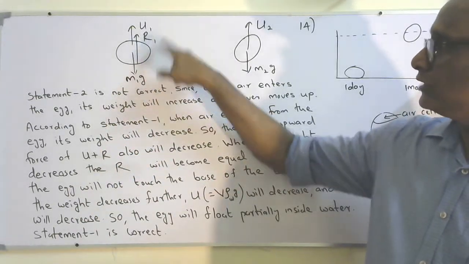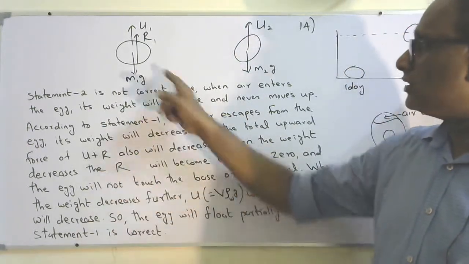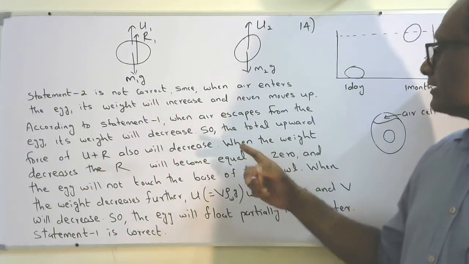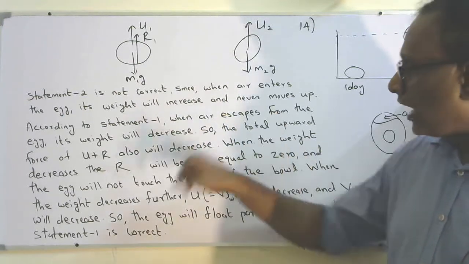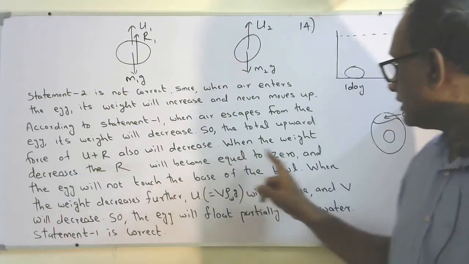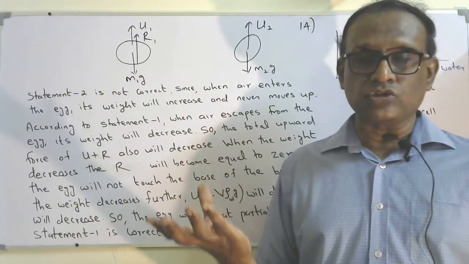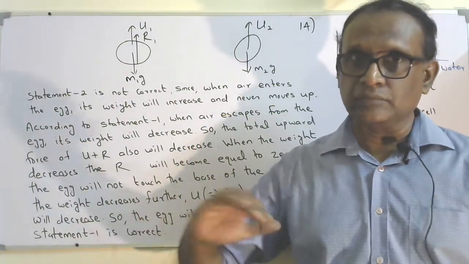I can say U plus R. You can draw a small diagram like this on the answer. So U plus R will be equal to m1g. But when mg decreases further, what happens? R will become equal to 0. And when R equals 0, the egg will not touch the base of the bowl. So R equals 0 means no contact with the bottom of the bowl.